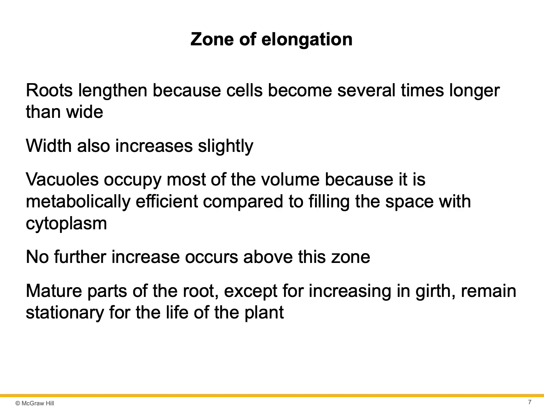Through the zone of elongation, cells produced by the primary meristem become elongated. They contain small vacuoles that merge and grow into larger vacuoles that occupy about 90% of the volume of the cell. This is metabolically efficient for the cell, to have the bulk of the volume filled with vacuole rather than cytoplasm, because cytoplasm is expensive to make when growth is very rapid. So there is no further increase in cell size above this zone, only an increase in girth in the mature part of the root.